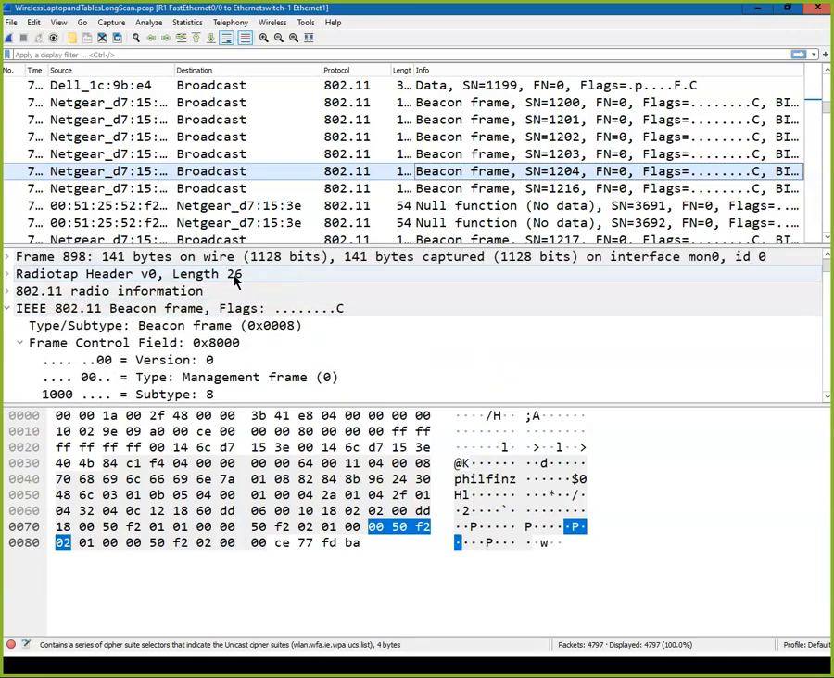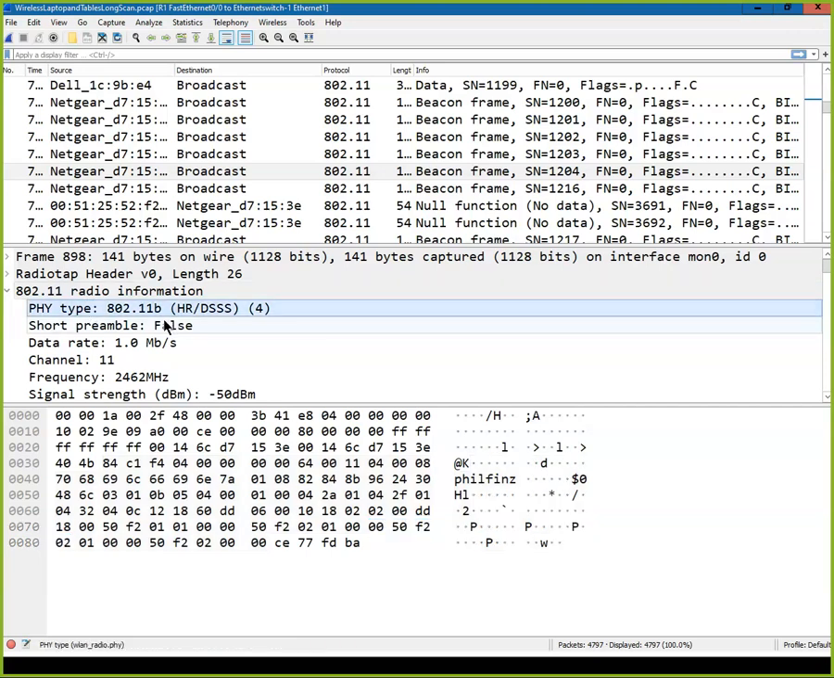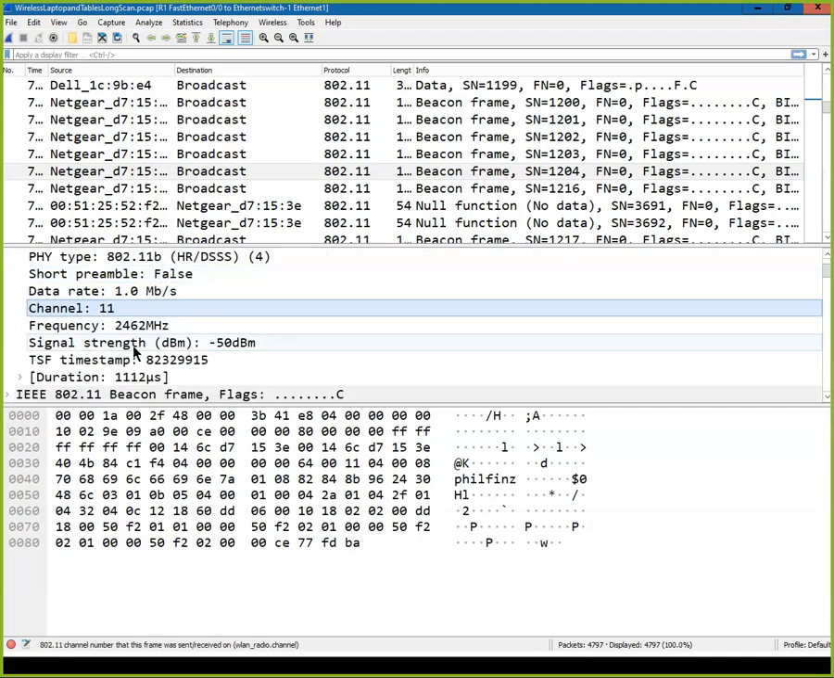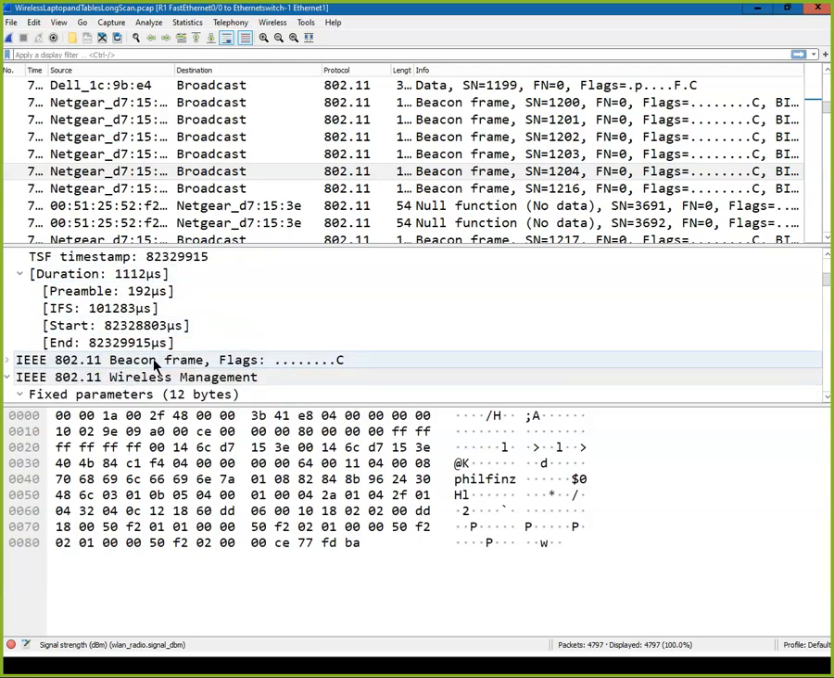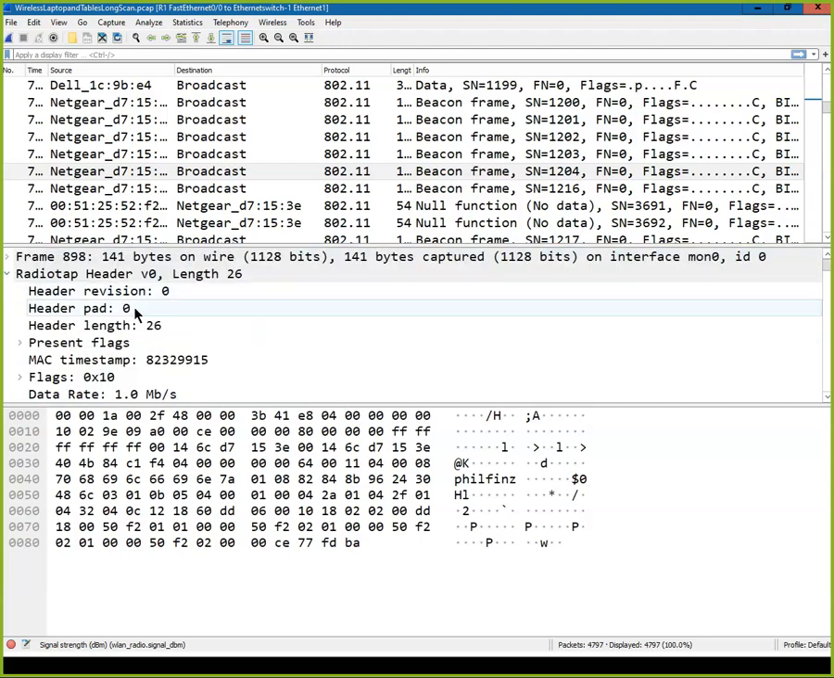And then even up here, let's look at the radio information, the PHY, the physical layer. We're always going to have a PHY physical component of this thing, 802.11b for this thing, short preamble. Channel 11, signal strength that goes on, a duration for it, and then we go into the beacon frames. Not showing you this so that you have to know it.